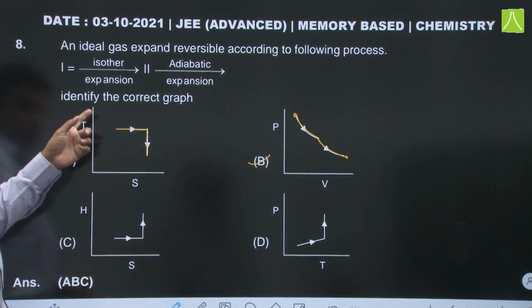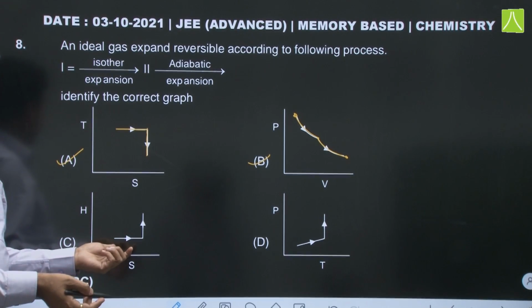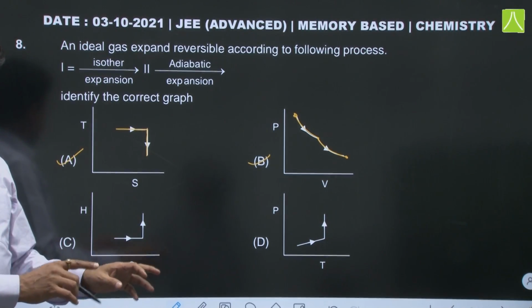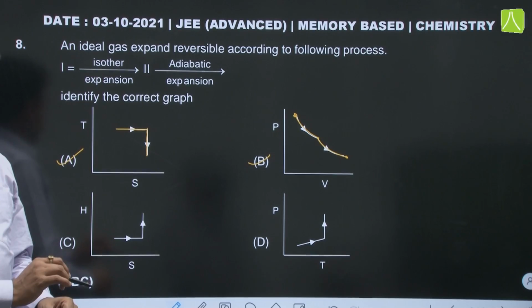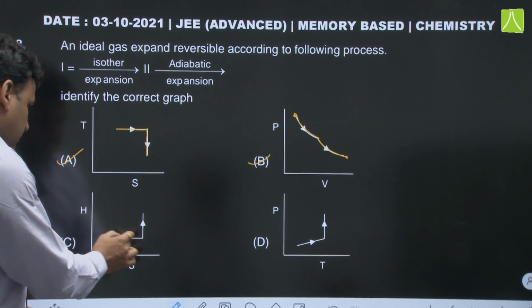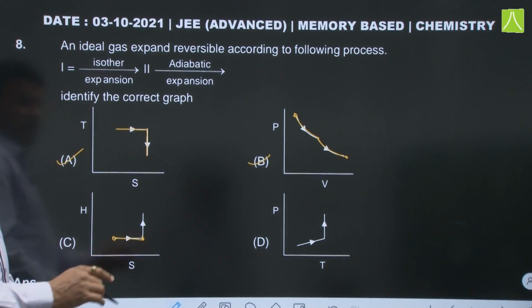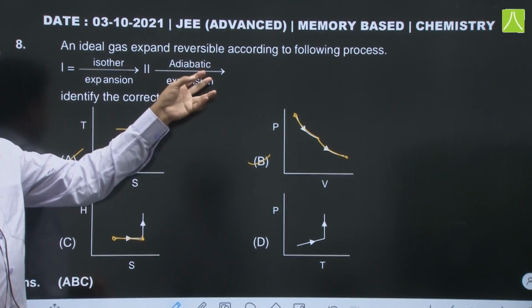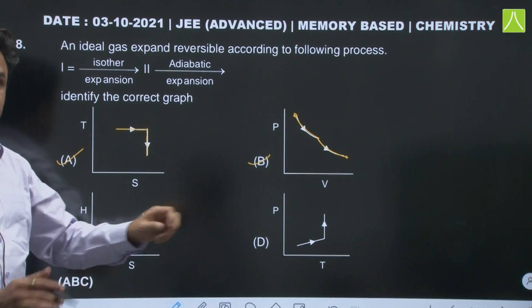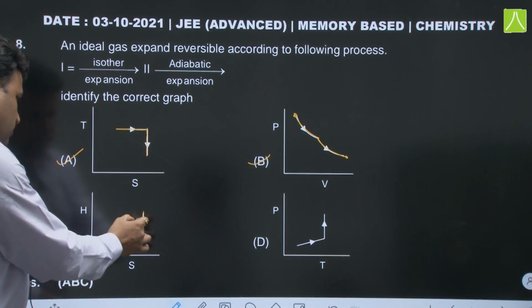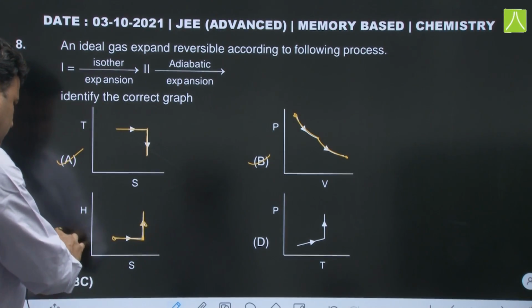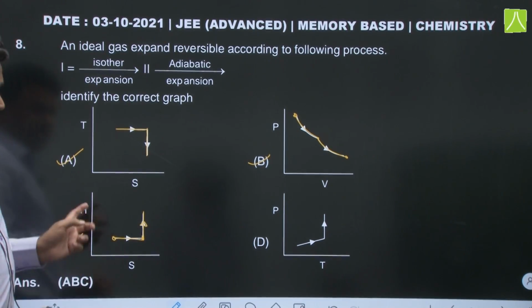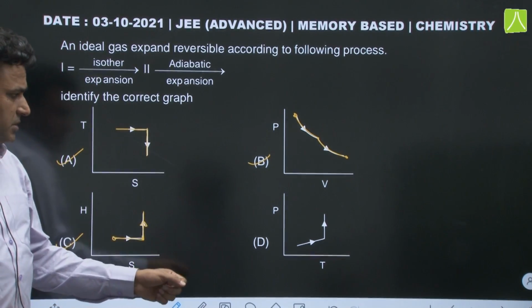Next is isothermal. Temperature is going to remain constant. So that way enthalpy will remain constant. So in isothermal expansion, enthalpy will remain constant. And then entropy, in adiabatic expansion, the entropy of the system is going to increase. So the entropy will increase. So this is going to be a correct graph. So A, B, C are going to be correct options.